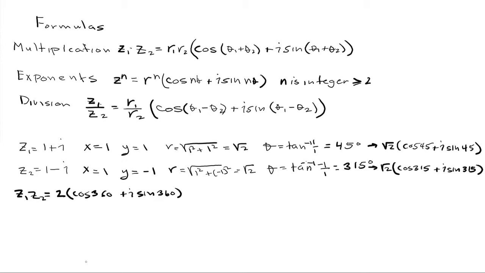If I want to raise the first number to a power, suppose I want to take z1, 1 plus i, and raise it to the 20th power. Again, that's not something I would want to have to do algebraically, but because I have the polar form, I simply take the radius, which is the square root of 2, and I raise that to the 20th power, cosine, and then I say 20 times 45, because that's a 45-degree angle, plus i sine 20 times 45.